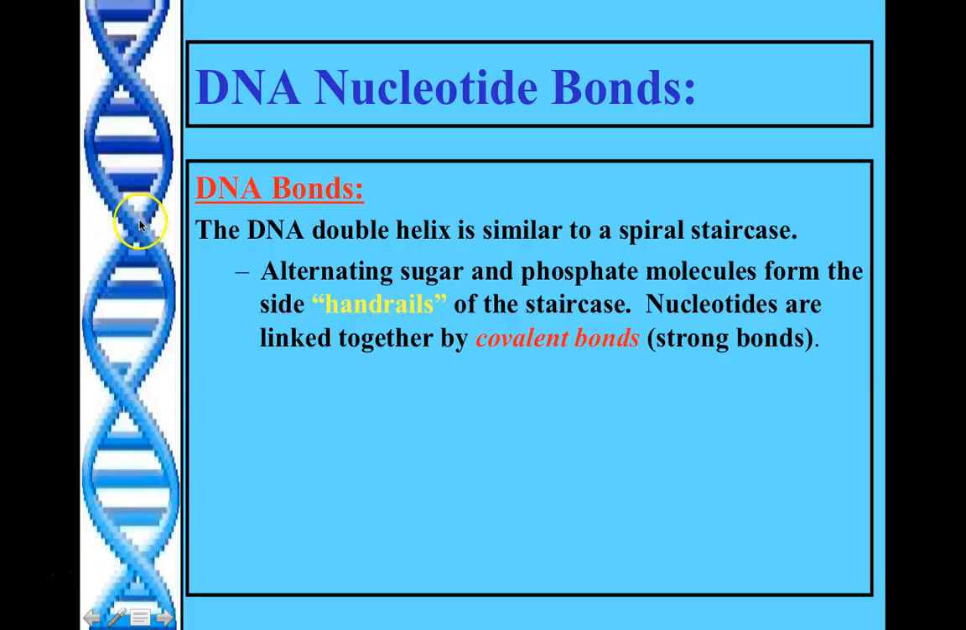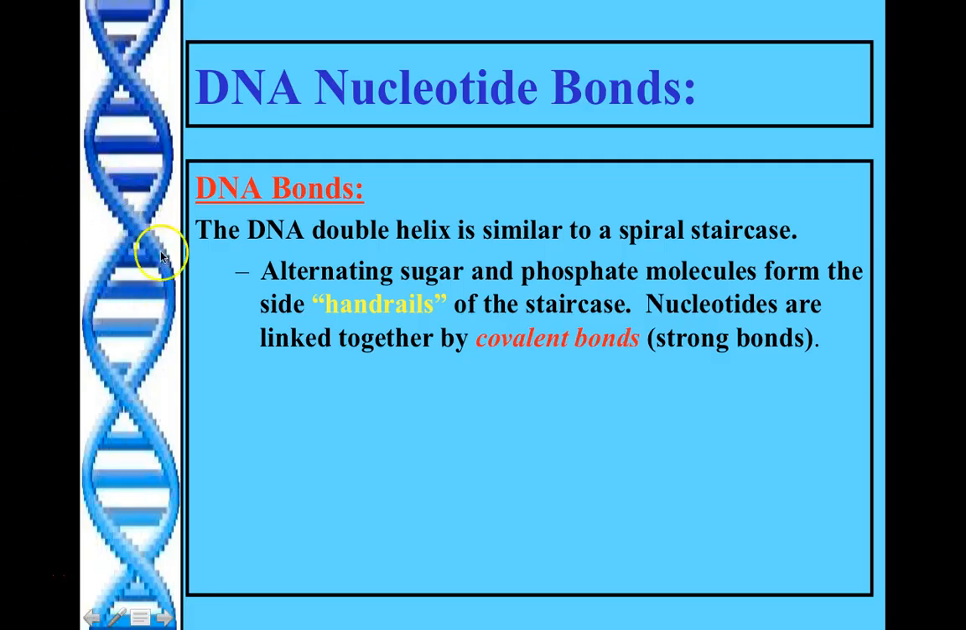So remember, as I said, we're going to compare DNA to a ladder. If we were to call this portion right here the handrails of the ladder, we would say that the handrails are made up of sugars and phosphates, and those sugars and phosphates are connected together by covalent bonds.